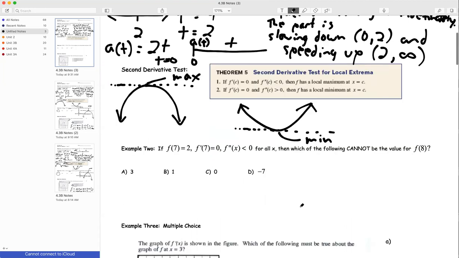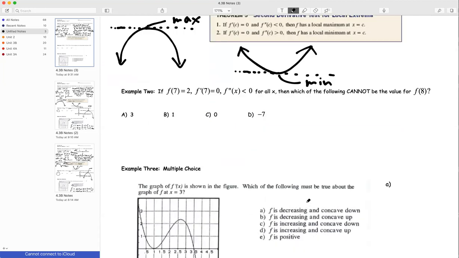So let's look at this example. I believe this was taken from a previous AP exam. It says if f of 7 is equal to 2 and f prime of 7 is equal to 0 and f double prime of x is less than 0 for all x, then which of the following cannot be the value for f of 8?